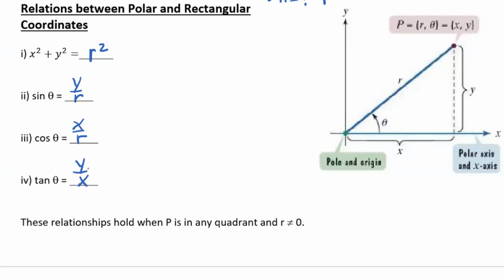And notice it gives us a relationship. If we know theta and we know R, then we can figure out X and Y. And if we know X and Y, we can find R and theta.